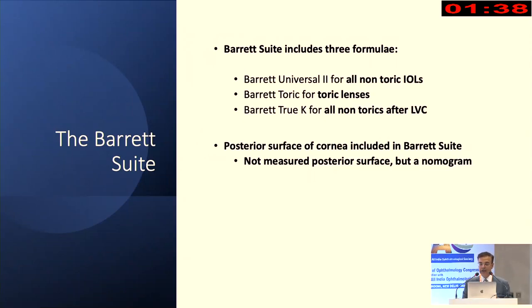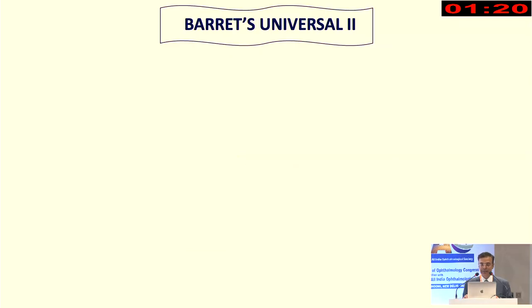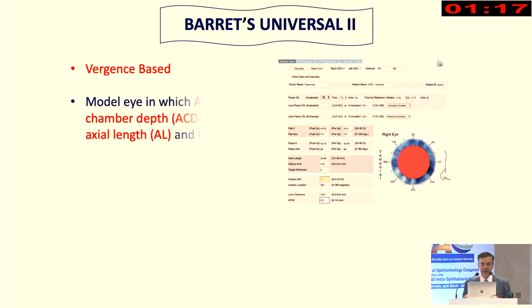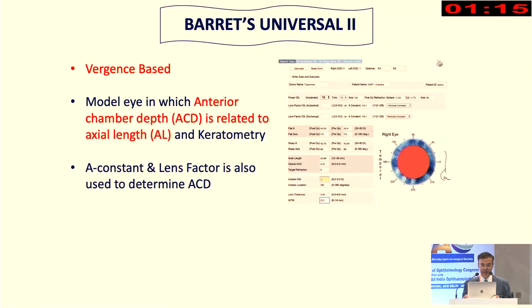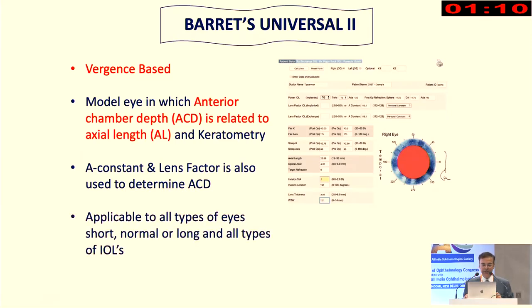The Barrett Suite can also use the posterior corneal astigmatism, both as measured as well as predicted. You can use a nomogram which is integrated into the Barrett Suite. But as Shreyas was talking about, the TK formula, which is also from Barrett, actually uses a measured posterior corneal astigmatism to predict, especially in post-refractive surgery eyes. The Barrett Universal 2 is a virgin eye formula, and we've already discussed what it uses: the A constant and the lens factor, which determines the AC depth, and it's applicable to all kinds of eyes, from the short to the normal and the long eyes as well.